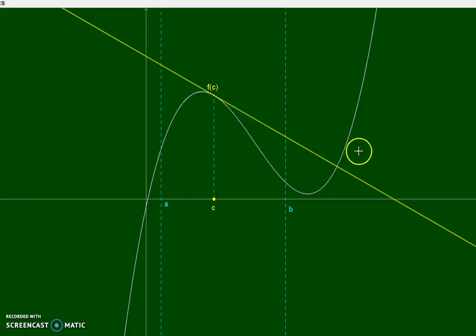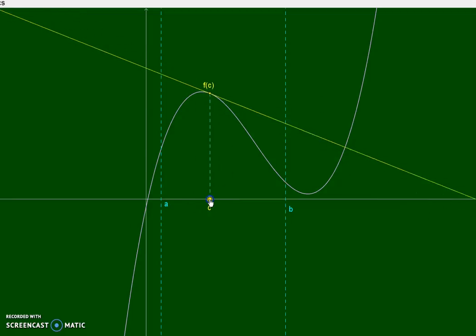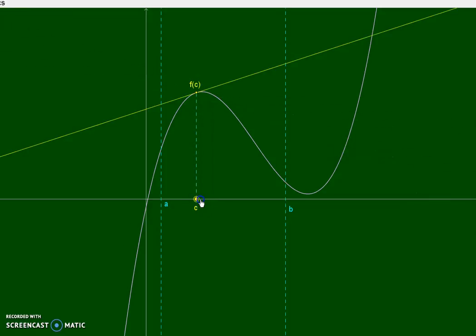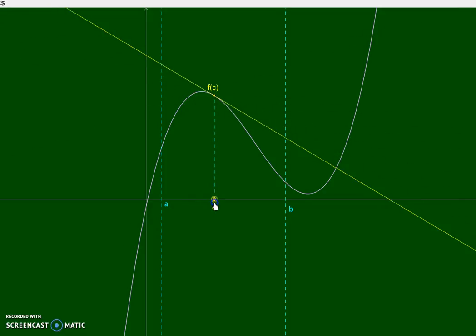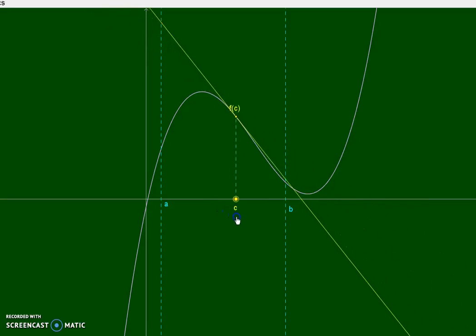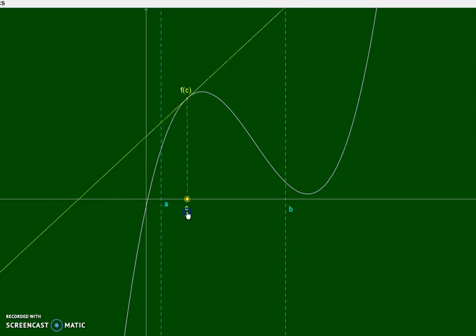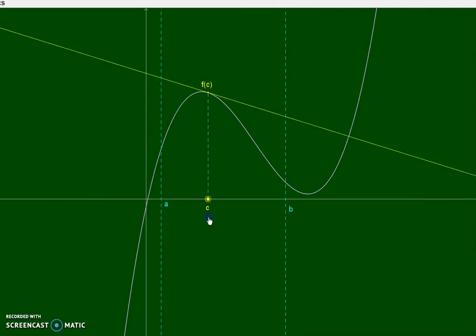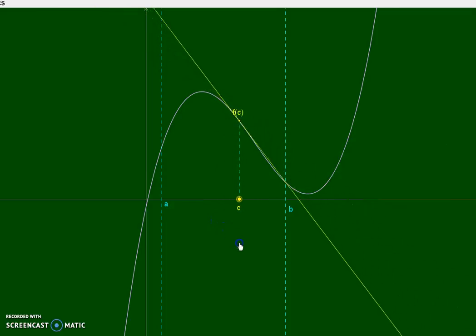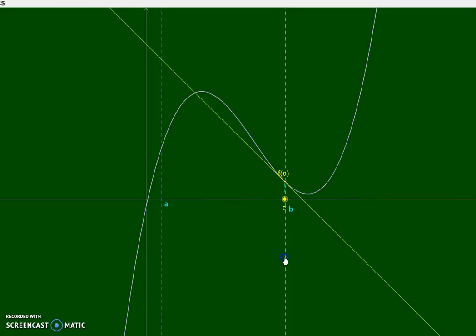Here's a function. Here is the tangent line to the function at some given point C, and we're going to move this point along the function. Once again, notice that the slope of the tangent line is decreasing, and then it changes to increasing. So we learned that when the slope of the tangent line is decreasing, the function is concave down, and when it's increasing, as it is on this interval, it's concave up.